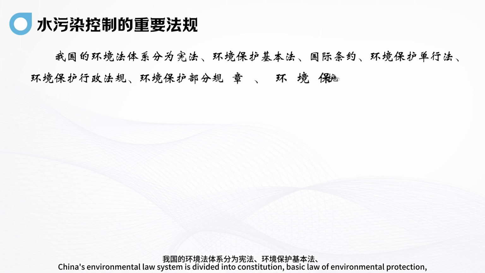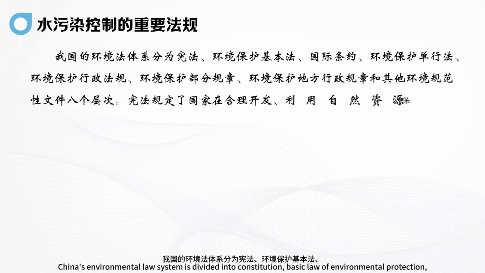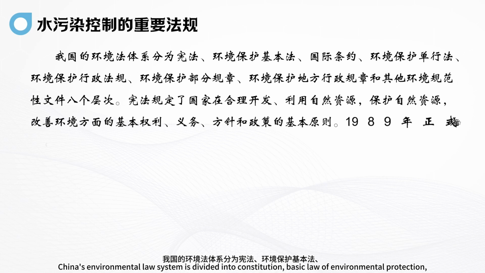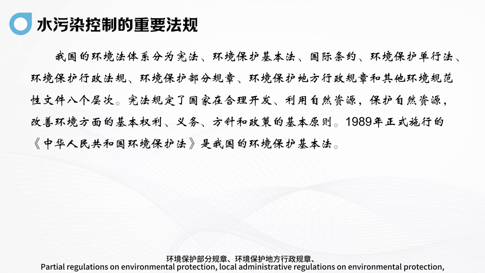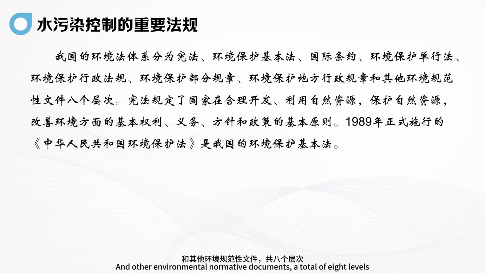China's environmental law system is divided into the Constitution, the Basic Law of Environmental Protection, international treaties, separate laws on environmental protection, administrative regulations on environmental protection, partial regulations on environmental protection, local administrative regulations on environmental protection, and other environmental normative documents, a total of 8 levels.